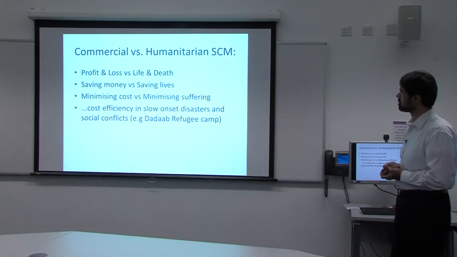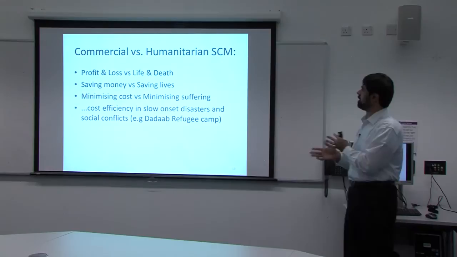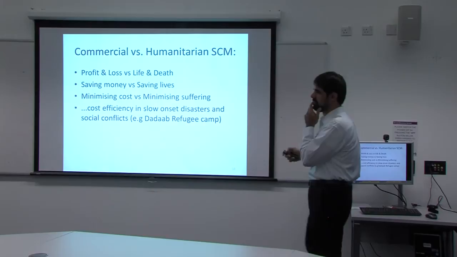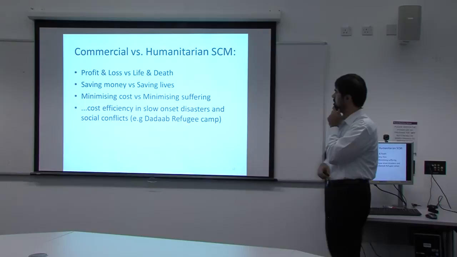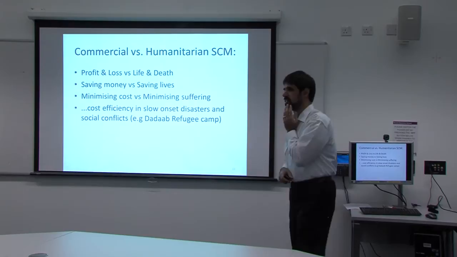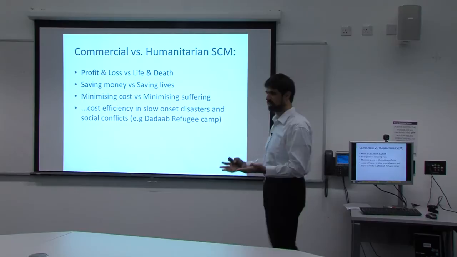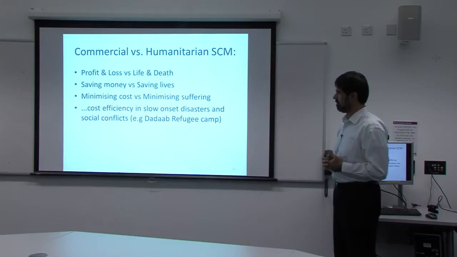If you want to compare these two areas quickly, in the commercial domain we are talking about profit and loss. In the humanitarian domain, we talk about life and death. You're talking about saving money in the commercial domain, and in the humanitarian domain you're talking about saving lives. We want to minimize cost in the commercial sector, whereas in the humanitarian domain we want to minimize the suffering of the affected people. At the same time, cost is also important. It doesn't imply that cost minimization is not an important issue.